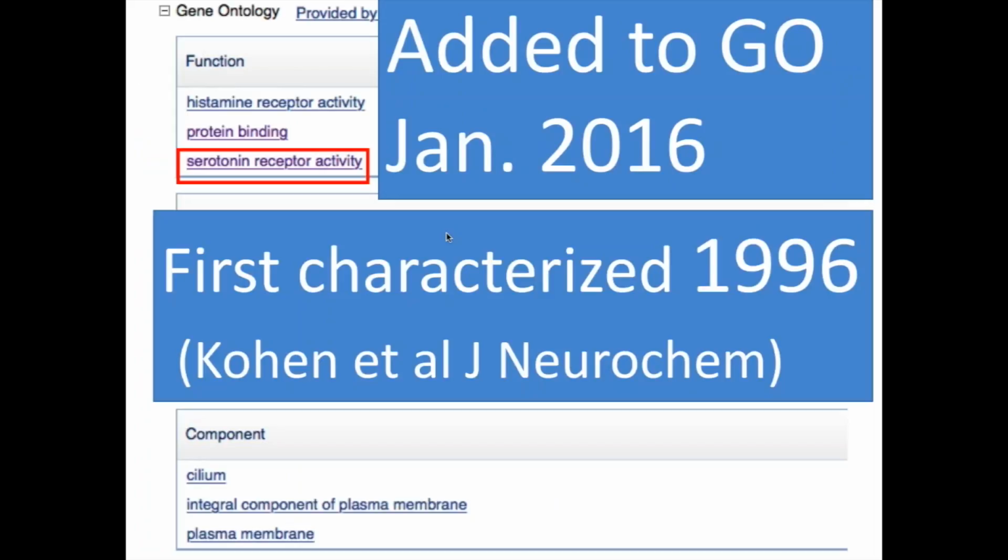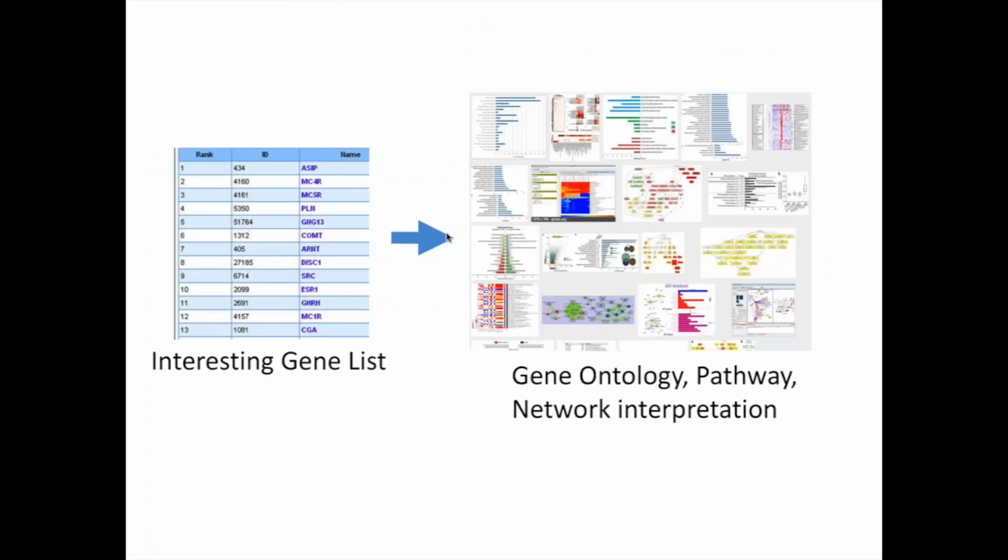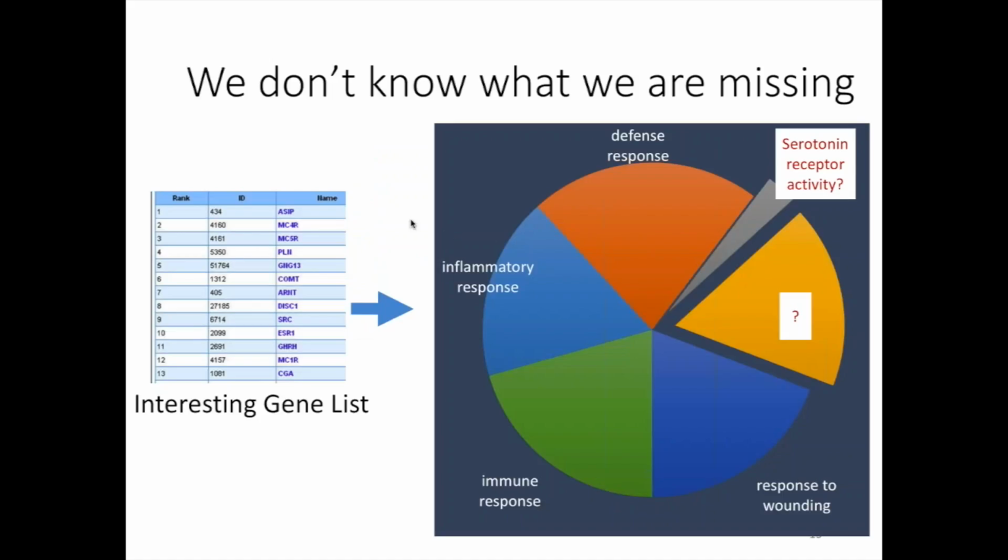And if you look back in the literature, that gene and its connection as a serotonin receptor was first characterized in 1996. You can find that in PubMed, in that journal article there by Cohen in the Journal of Neurochemistry. Now, what this means when you come back to your use of these knowledge bases is that all of these analyses are fundamentally flawed. Okay? There's a real problem here.